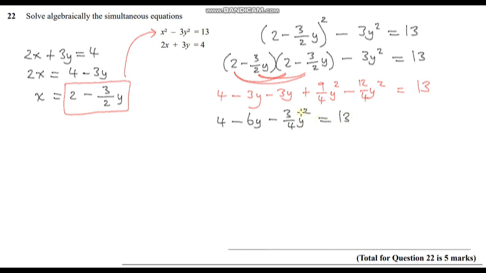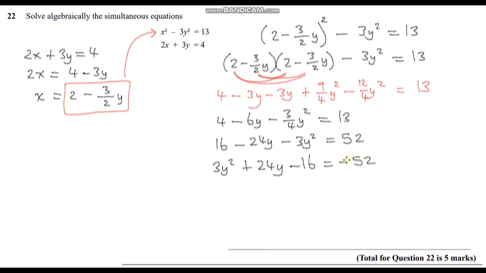Right, so we're getting closer now, but we've got a fraction here. If we want to get rid of this fraction, we can multiply everything by 4. So if we multiply everything by 4, that gives us 16 minus 24y minus 3y squared equals 52. Now I don't like this negative 3y squared over here, so I'm going to move it to the other side. So that becomes 3y squared. If I move this over to the other side, that becomes plus 24y. If I move this to the other side, that is minus 16. Therefore, the 52, I'm going to move that to the left-hand side. That now becomes minus 52.